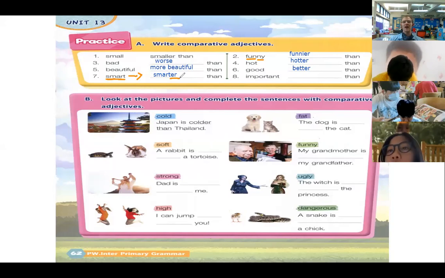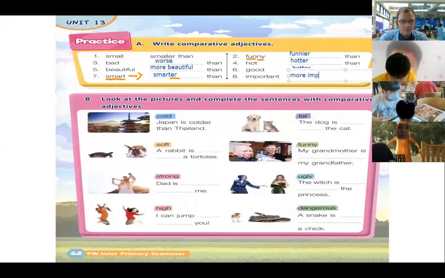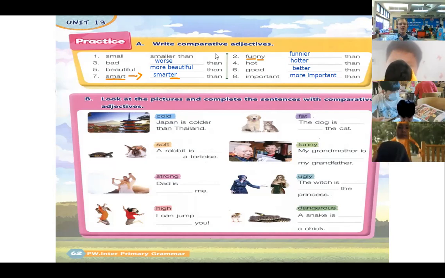And the last one we have here is important. More important. Excellent. Because important has more than two syllables. Important. More important. And the most important. Excellent so far. You have all of them correct. So it seems like we understand the rules.